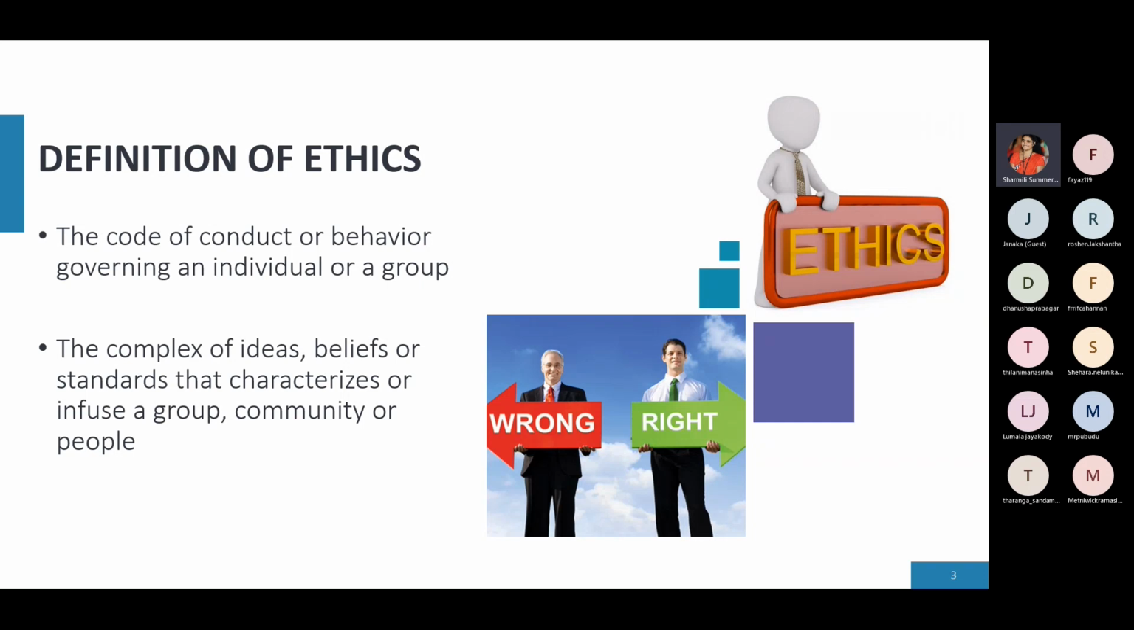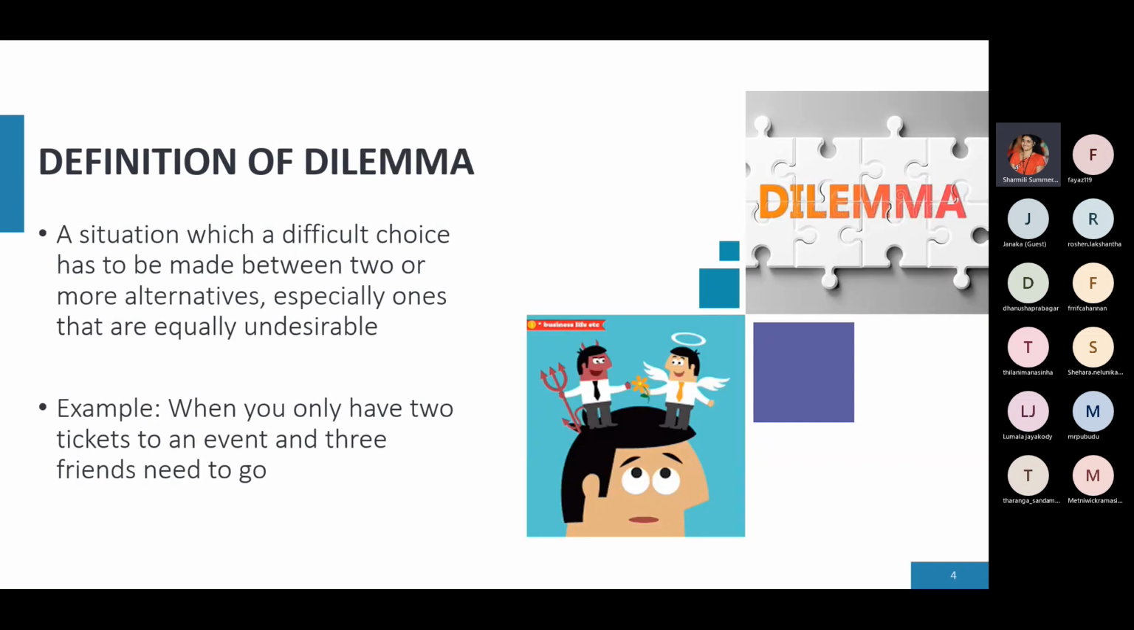Another one is dilemma. As I explained, a dilemma is a situation, not a normal situation, a critical situation. As a person, you are in a critical situation to make a decision for a particular problem. Normally you have two or more alternative solutions, but none of them is desirable to you or the people accompanying you. It may be undesirable to other people as well.